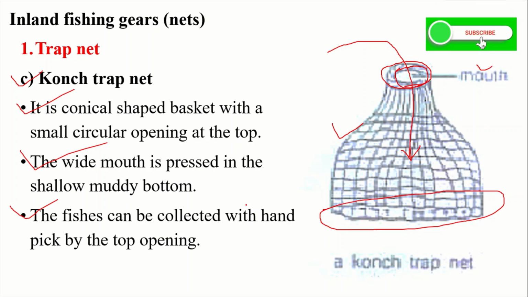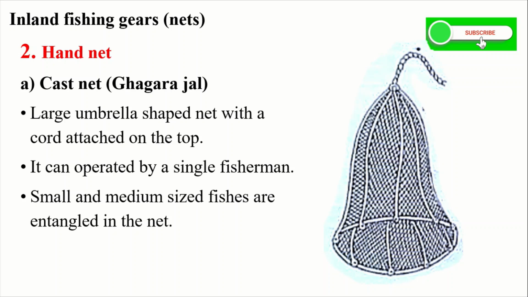Now about the hand net. Here is one type of hand net that is called cast net, also called ghagra jal in Uttar Pradesh. It is a circular net having an umbrella shape, and there is a cord. From the upper side, the apex of that net, the cord is attached to the apex, and some weights are attached towards the lower side of this net.